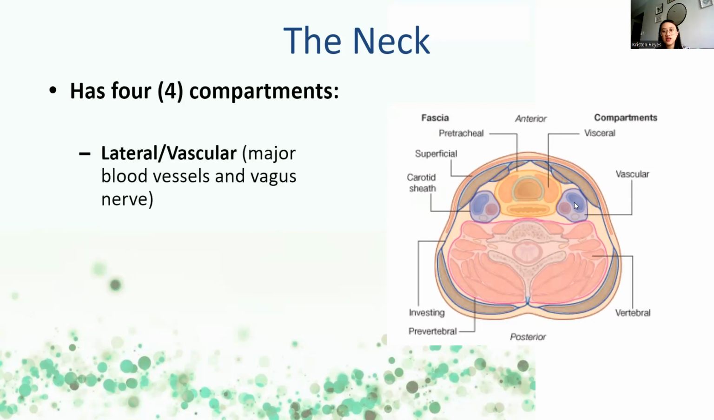For the lateral or vascular compartment, this is where you will find your major blood vessels. Again, the carotid artery and the jugular vein. The carotid artery supplies blood to your brain, okay, and to the head. Also, this is where you will find your vagus nerve, the cranial nerve 10.